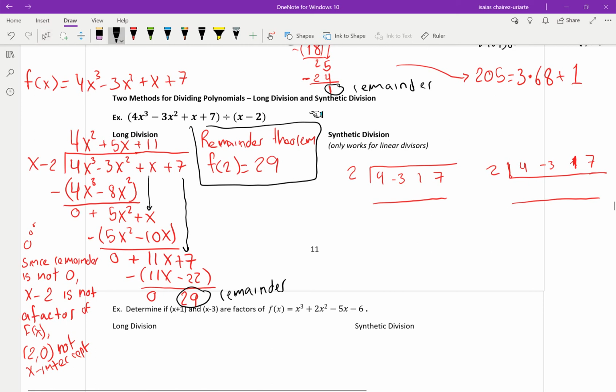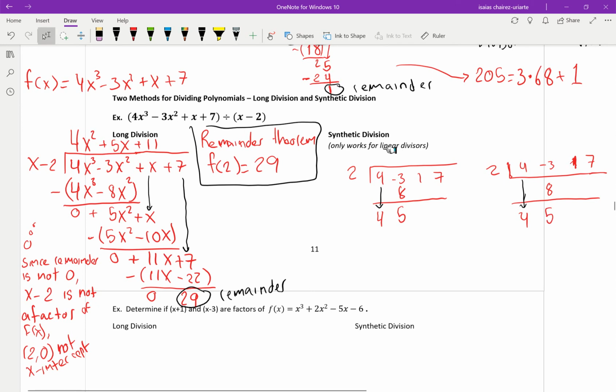All right, and then the first thing you have to do is drop down this 4 right there. So this becomes 4. Then I think to myself, 2 times 4, that's 8, and I write 8 right here. With long division, we were subtracting, the top row minus the bottom row. Now we're just going to add: -3 plus 8 is 5. Same thing over here. This would be 8, and this would be 5.